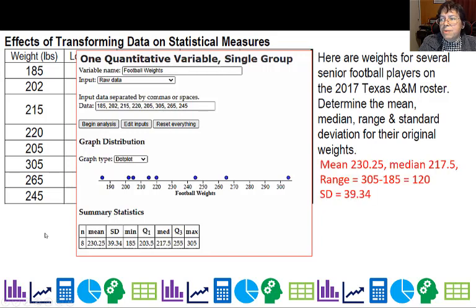So there they are. Here we're just going to look at the mean, which is a measure of position, 230.25. The median is also a measure of position, and that one is down here where it splits the data in half. The range is 120. Notice that's not a position. That's a measure of spread. And standard deviation is only 39.34. That's also not a position. That's just a measure of spread.